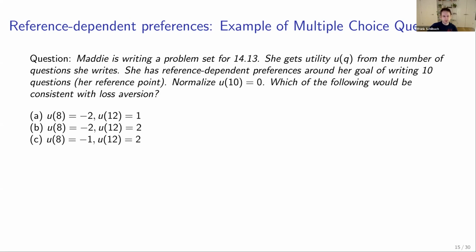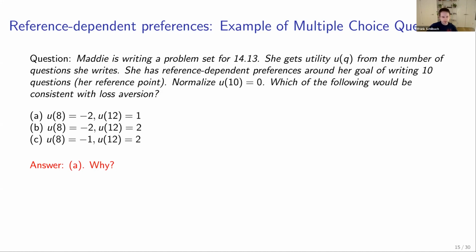I'll let you have a look at this. Option A: U of 8 equals -2, U of 12 equals 1. Option B: U of 8 equals -2, U of 12 equals 2. Option C: U of 8 equals -1, and U of 12 equals 2. So which of those answers is consistent with loss aversion? The answer is option A.